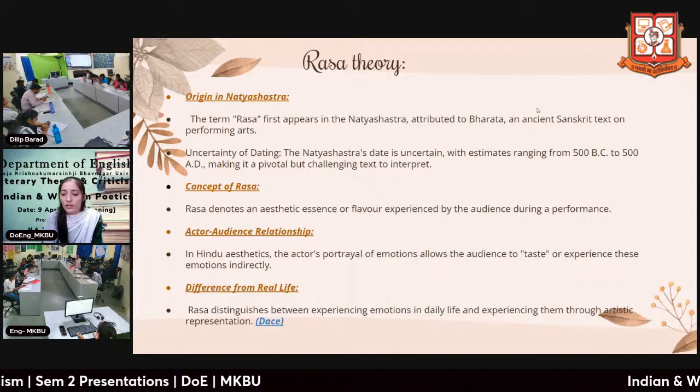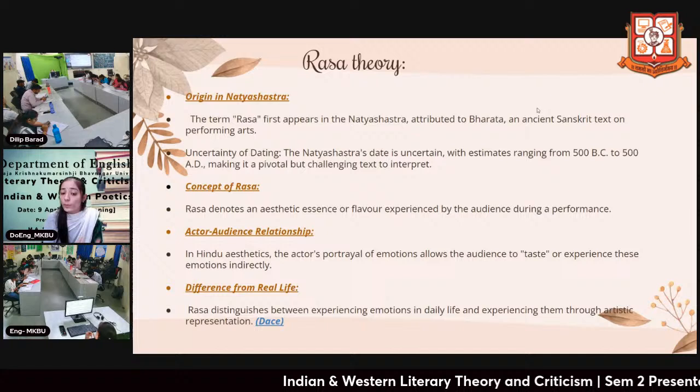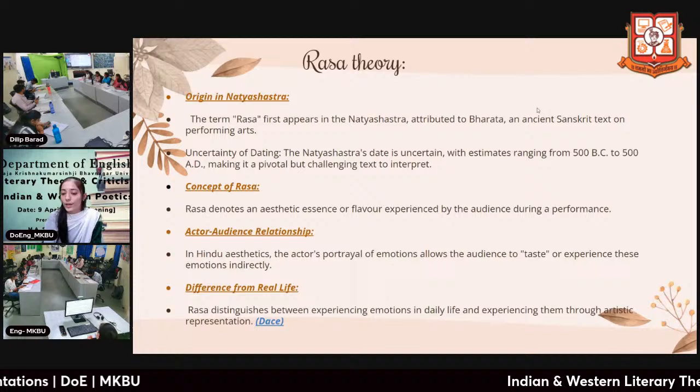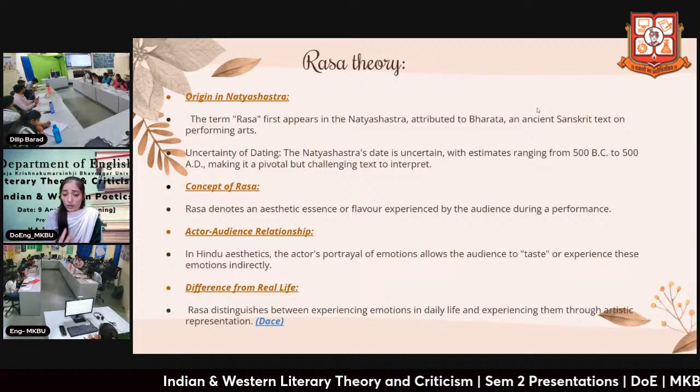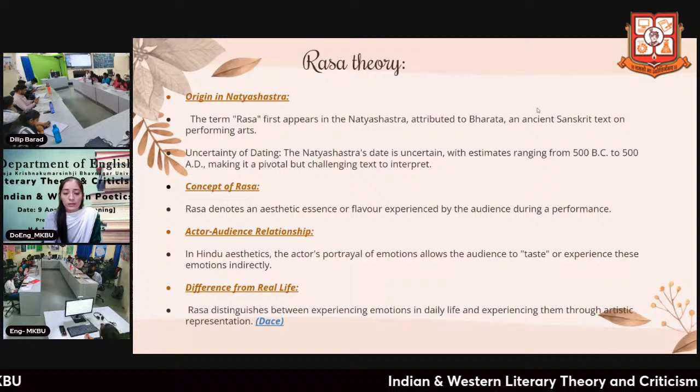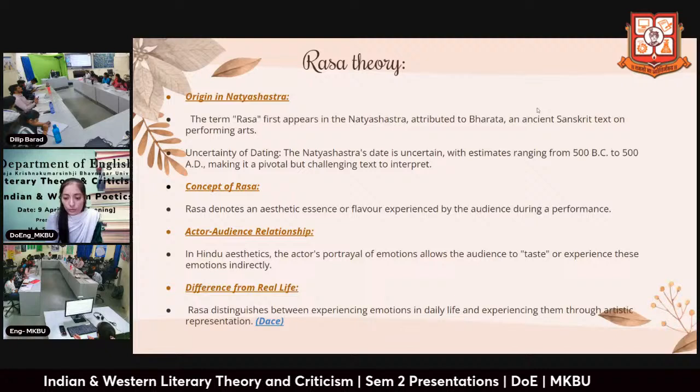Concept of Rasa: Rasa denotes an aesthetic sense of flavor, or emotion, experienced by the audience during a performance of any artistic representation. Actor-audience relationship: in Hindu aesthetics, the actor's portrayal of emotions allows the audience to taste or experience these emotions indirectly. When the audience is totally involved in a particular work or representation of art, we can also feel that we are in that situation, and we can imagine or experience it without the difference from real life.